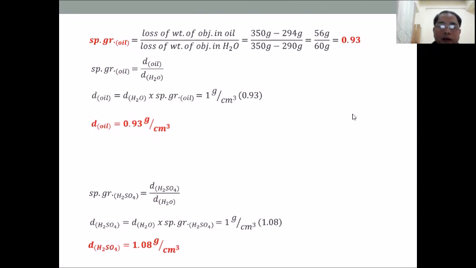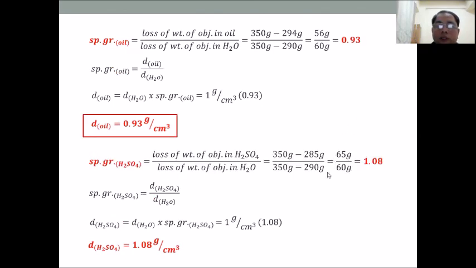So again, in all these numbers, what we see is a common denominator here. So this loss of weight of the object in water is our common denominator in our loss of weight method in finding SPGR. So SPGR is now using the principle of the Archimedes principle.